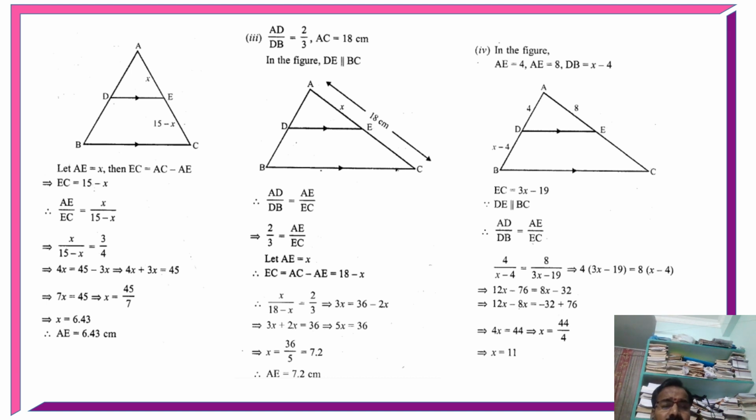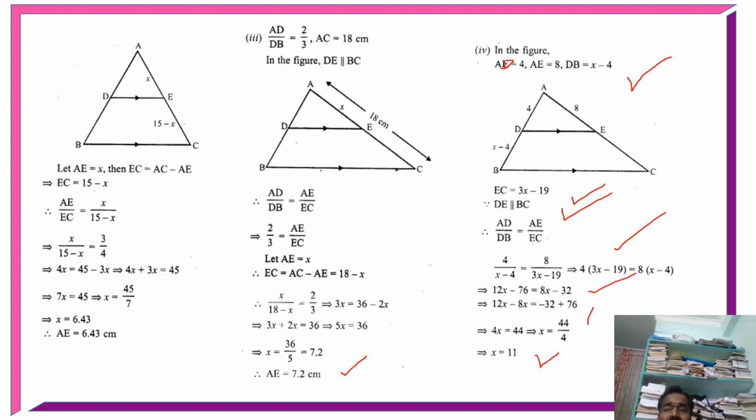Now, students, we just proved how to find AE by using BPT. The same process we have to do here also. Here it is given: AD is 4, AE is 8, and DB is x minus 4 because we took AB as x. So EC is 3x minus 19. If you consider that, again by the basic proportionality theorem, substitute, simplify, we get the x value as 11.